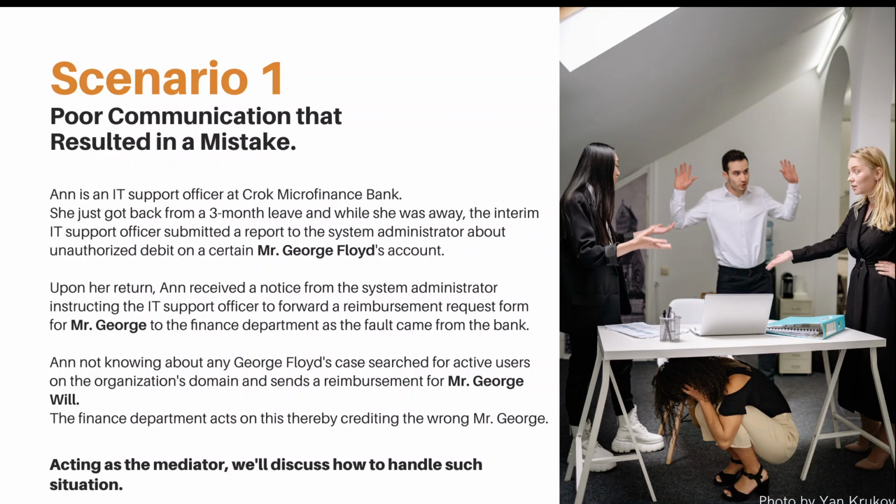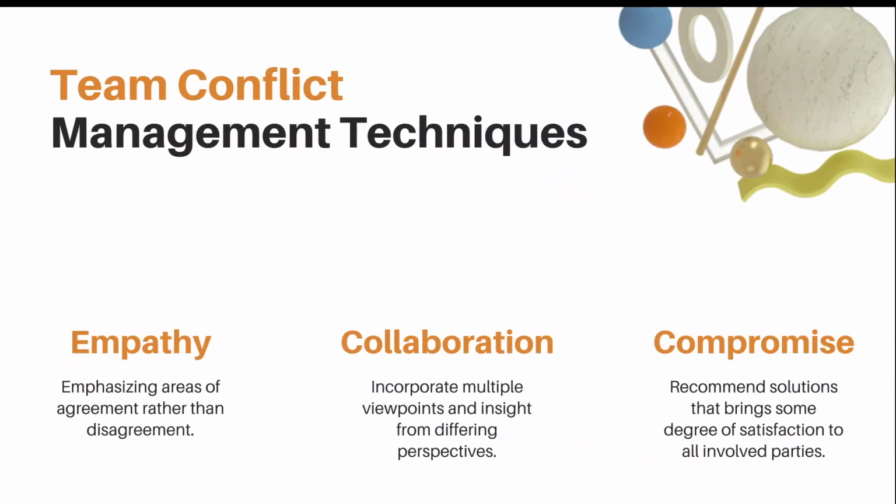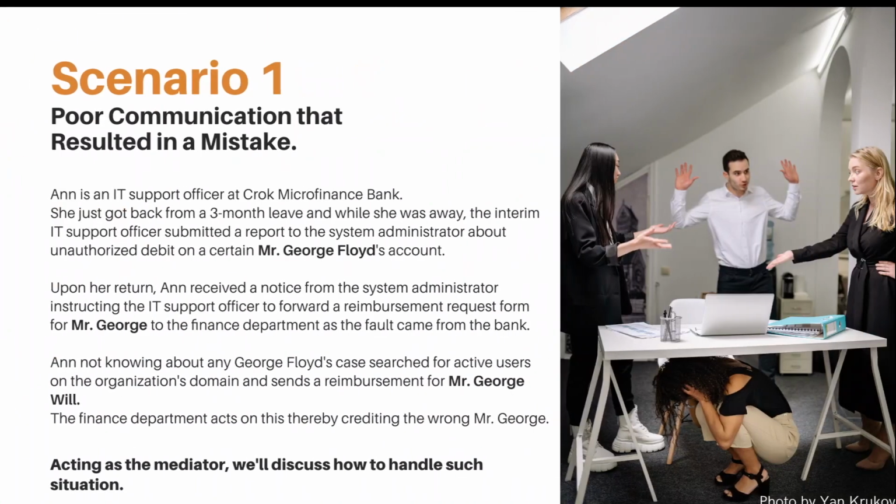Now, the poor communication that occurred here has to do with the system administrator and the IT support officer. The mistake that occurred was the finance department funding a totally different person than they expected, like who's actually affected. Acting as the mediator, we'll discuss how to handle such a situation. Now, let's look at it from the viewpoint of Anne and the viewpoint of the system administrator before proffering solutions. We'll be putting into place the three conflict management techniques as explained earlier.